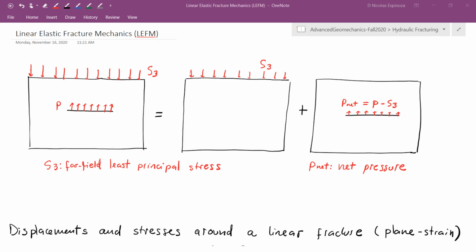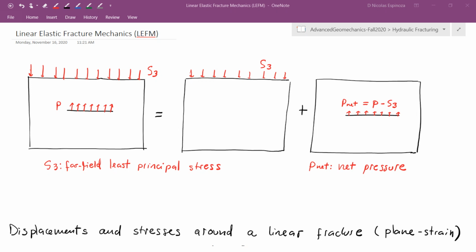For example, if the net pressure is equal to 0, then the pressure is equal to the least principal stress, and there's going to be no action added into this particular solid. I'm assuming in this case that my solid has no permeability and no pore pressure and nothing in the pores. So we're going to start just with a solid. If the pressure is equal to the far field stress, then nothing is going to happen. The fracture is not going to open. Okay, but that's a trivial solution.